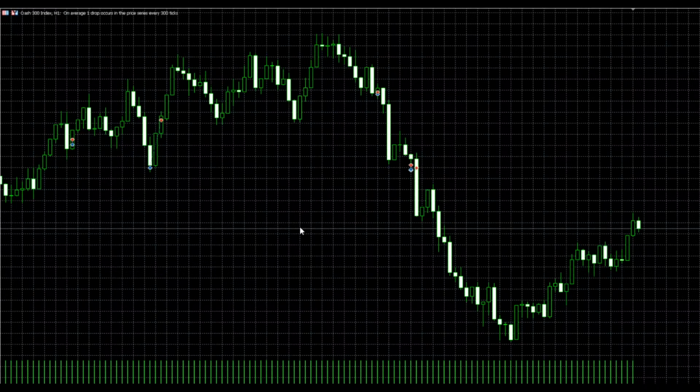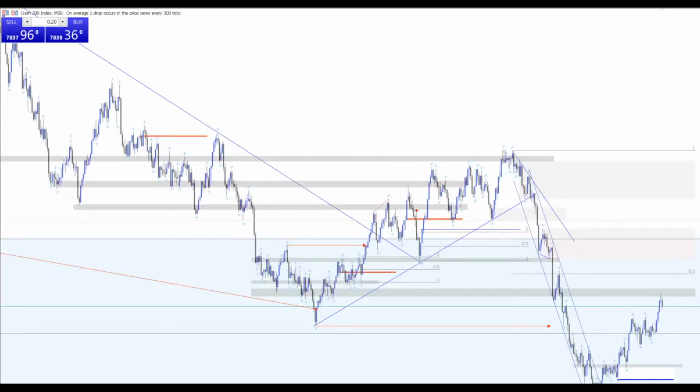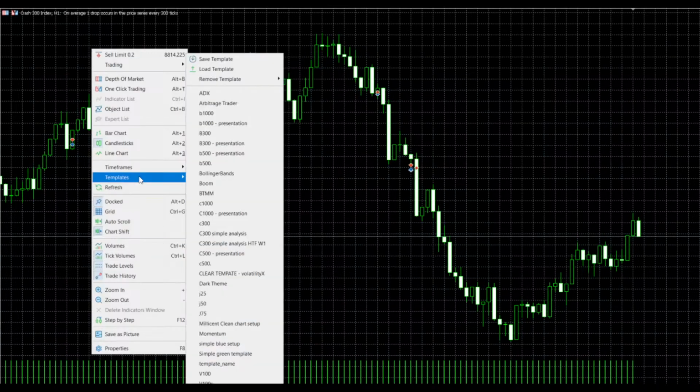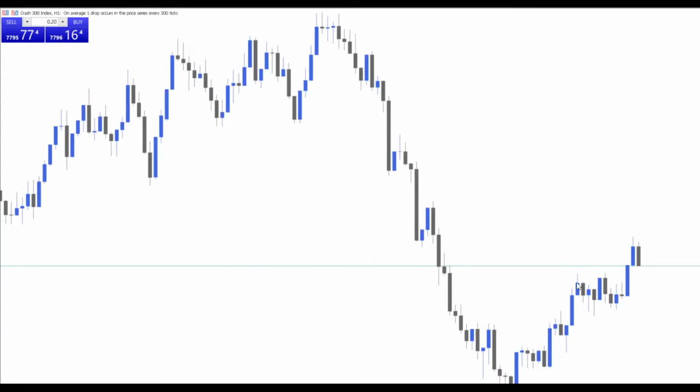All right, so this is what I want to show you guys. This is my Crash 300 charts, but I want to build it from the ground up, right? So when I start out with a new chart, this is what I start out with, and then I change my template back into, I have a template, clear template, right? So this is how I like my charts to always look, right?